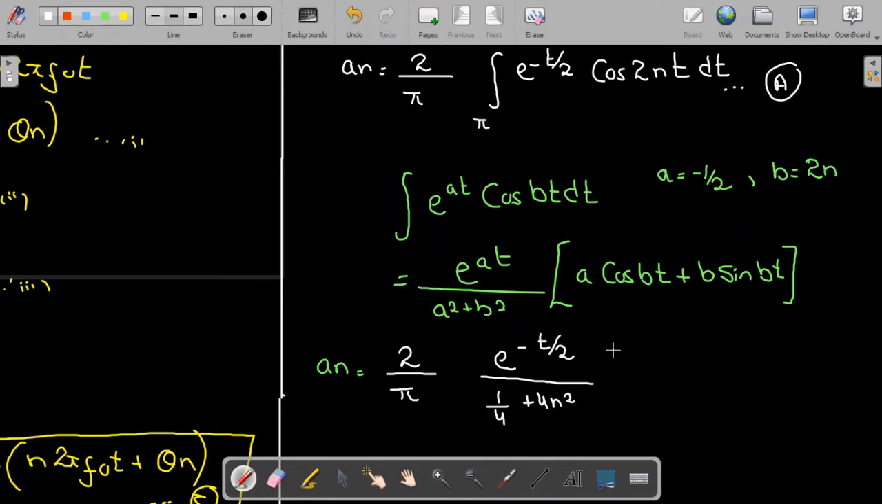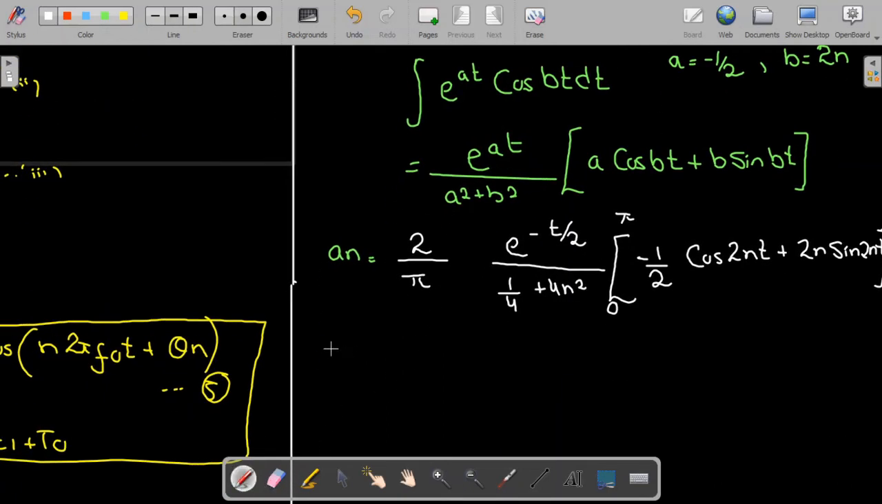And then we have this term, so we are going to write a cos(bt). A is again our minus 1 by 2, and then we have cosine b, which is equal to 2n, so this will be 2nt, and then again b is 2n, so this will be sine 2nt. So we have taken out the integration, and this ranges from 0 to pi.